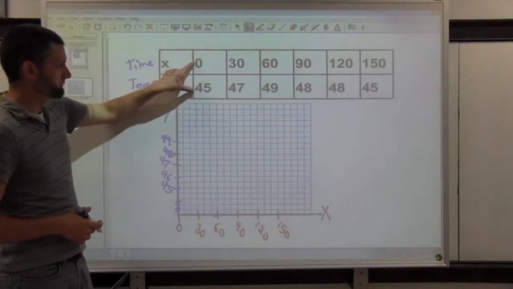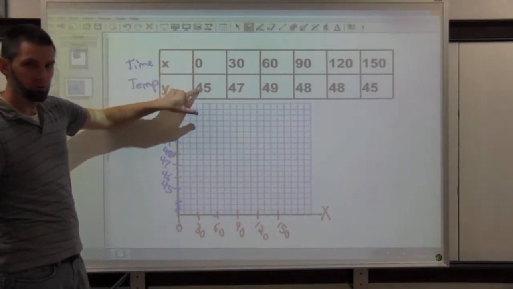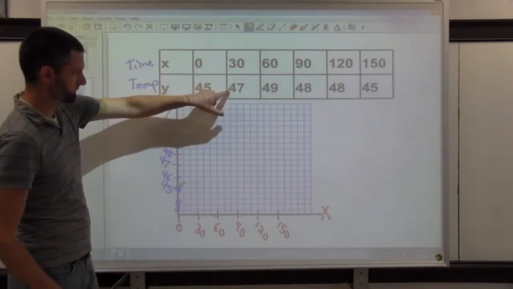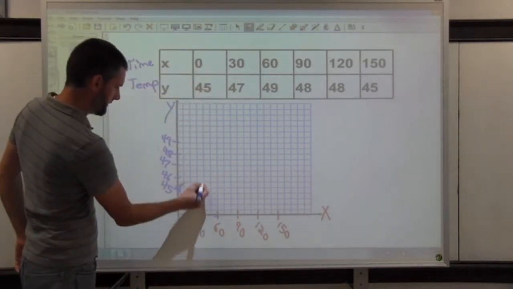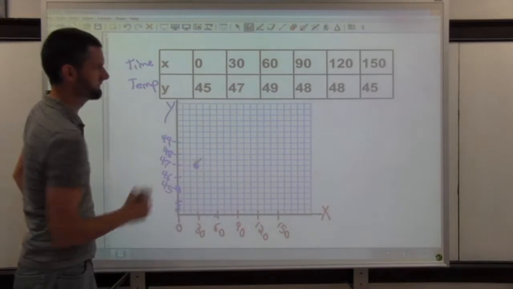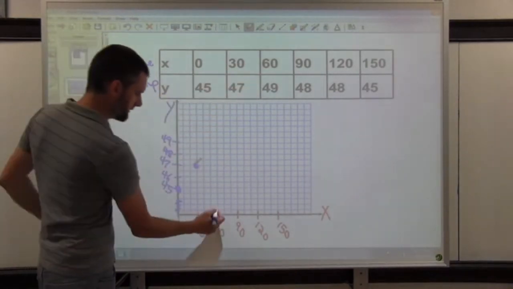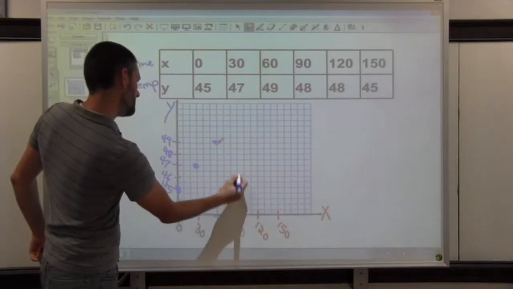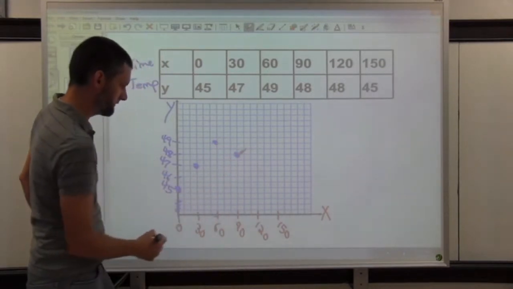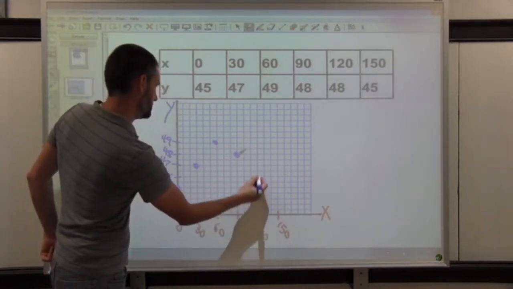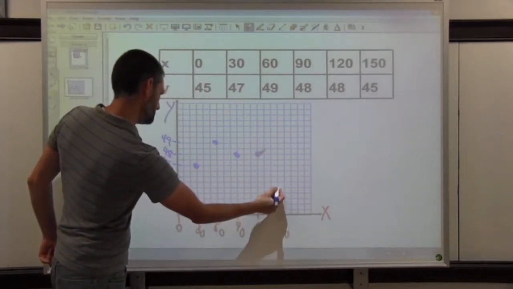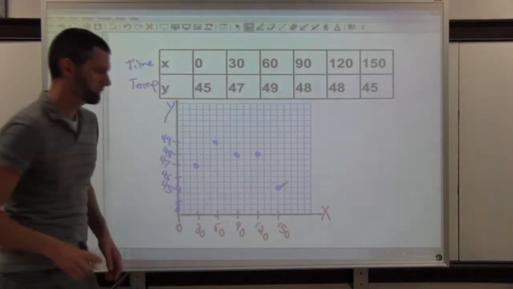Now let's put these points on. 0 goes with 45, so let's put a dot right there. 30 goes with 47, that's a point 30, comma, 47. 60, comma, 49. 90, 48. Again, if you don't have graph paper, you're not going to be quite as accurate. And there we go. We've got all these points.